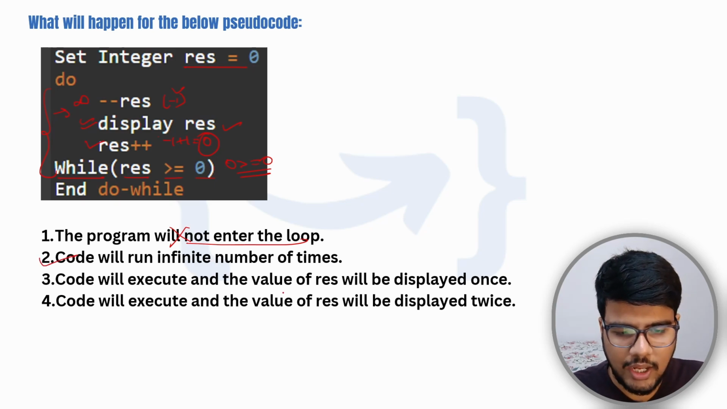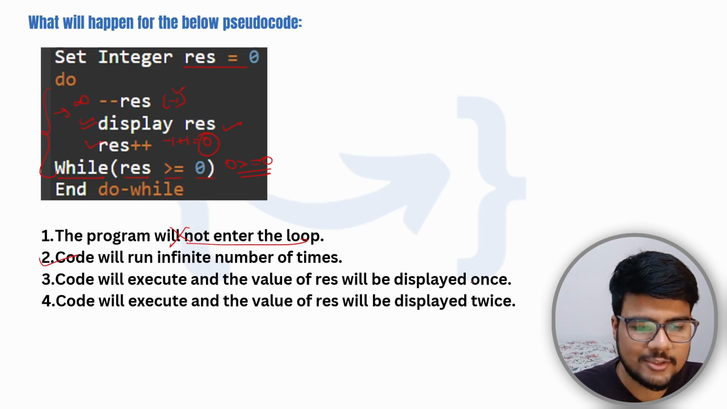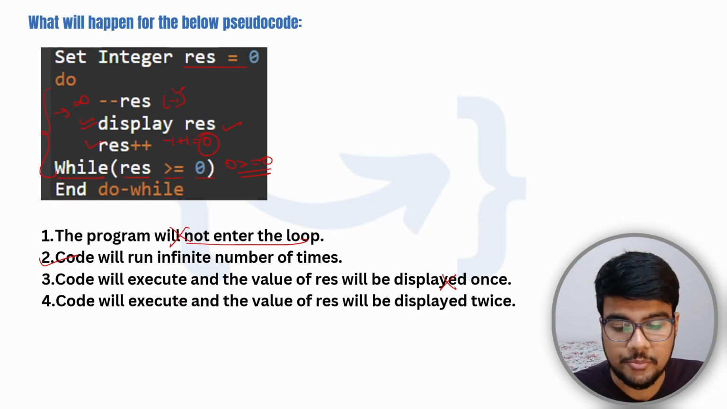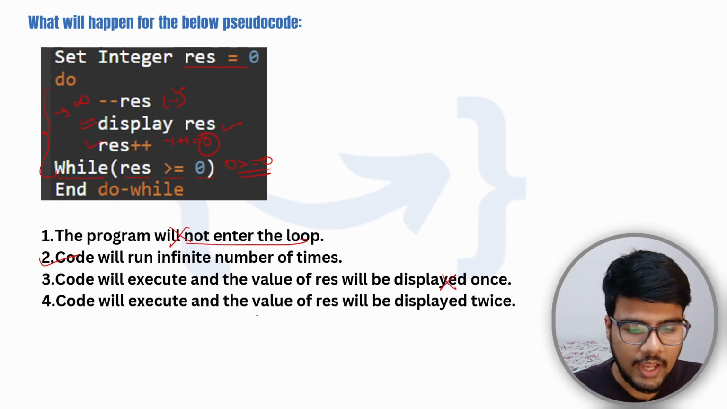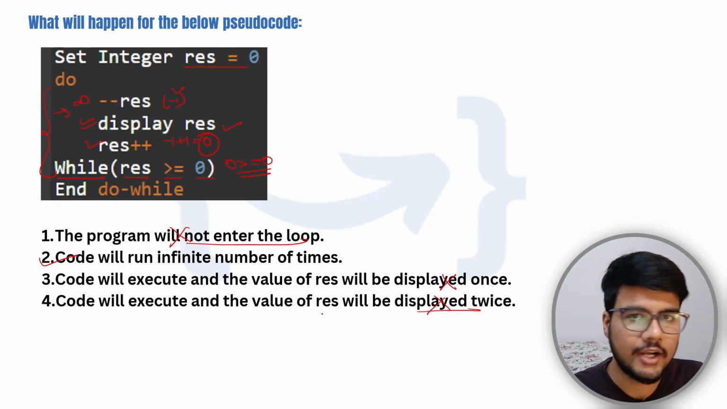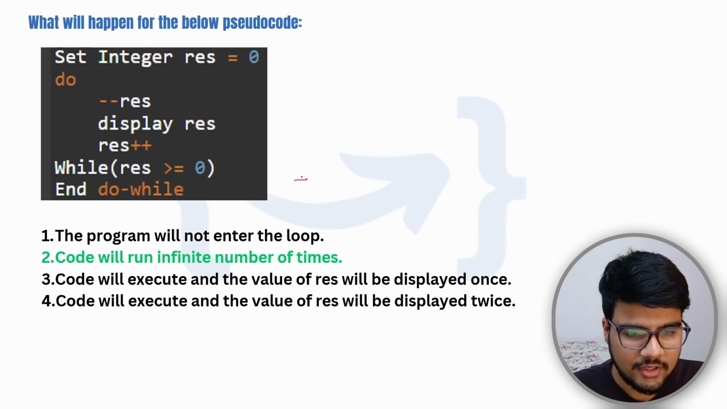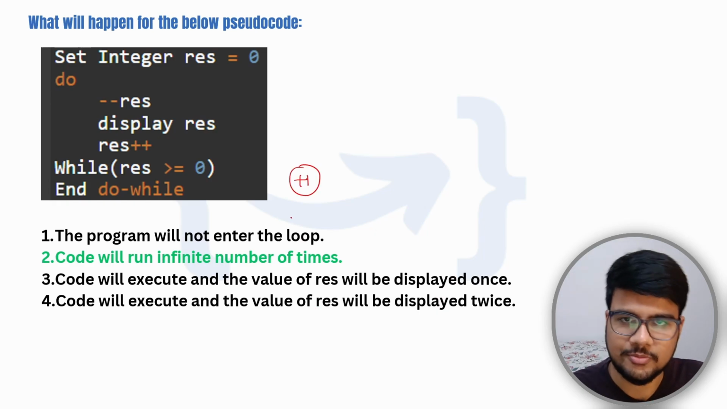Code will execute and the value of res will be displayed once. No, it is not displayed once. It is displayed many times, like infinite times. Code will execute and the value of res will be displayed twice. No, it is not. So the right option that we are looking for is option B. So 2 is the right option. Again, guys, plus 1 mark if you mark this question right.